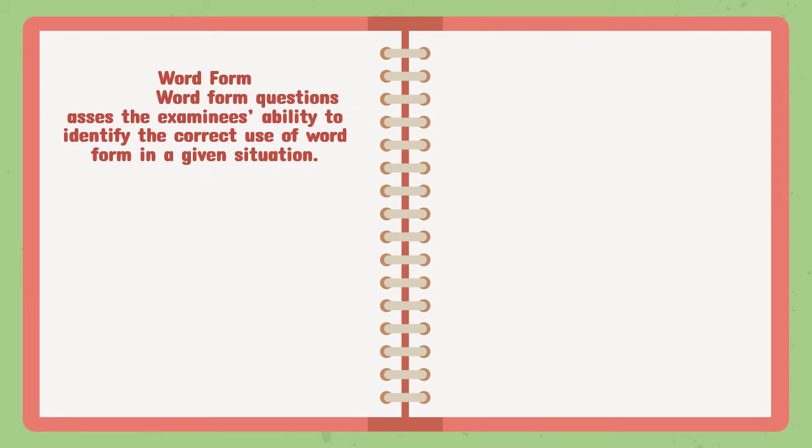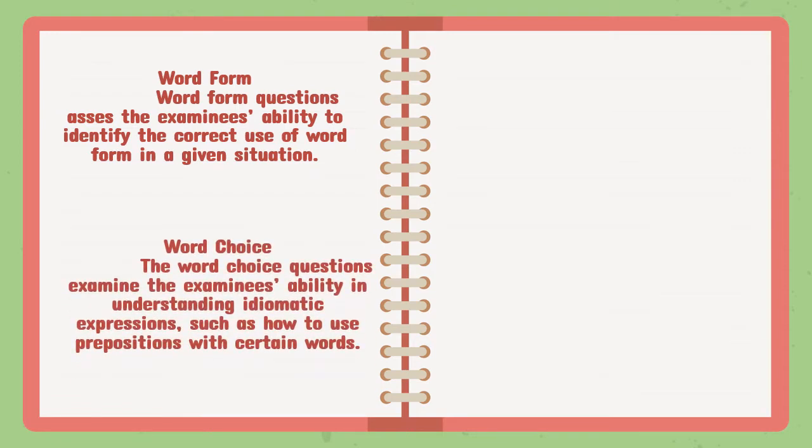Okay. Next is word form. What is word form? Word form questions assess the examinee's ability to identify the correct use of word from a given situation. Next is word choice. The word choice questions examine the examinee's ability in understanding idiomatic expressions such as how to use prepositions with certain words.